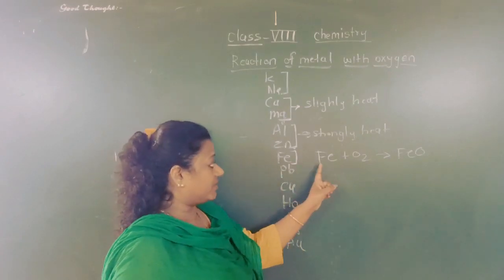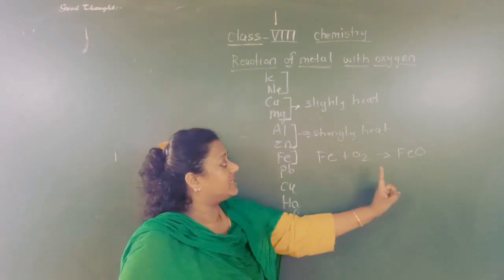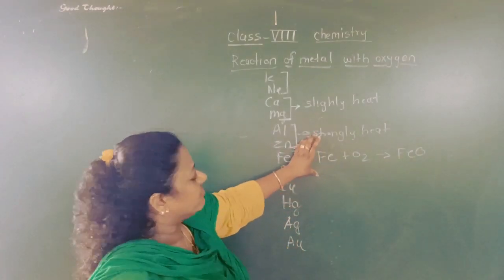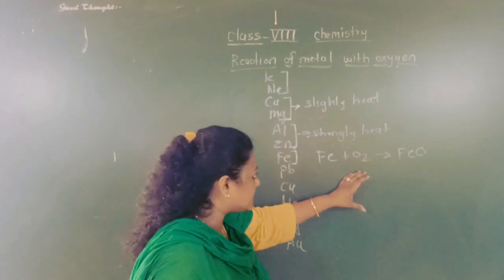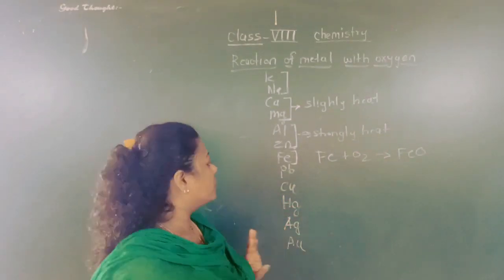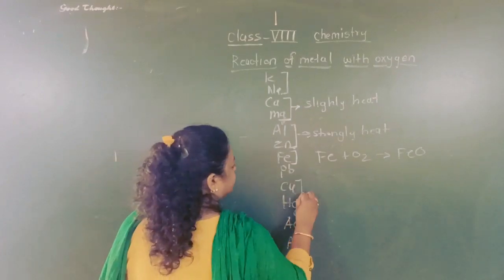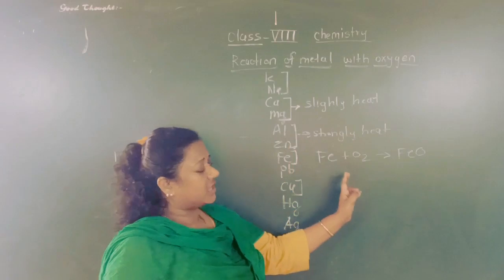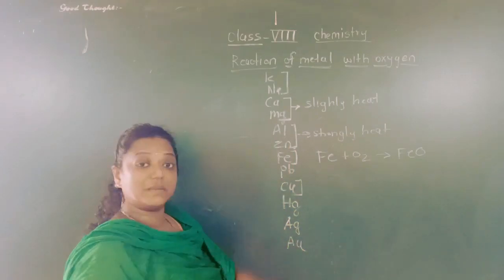Okay, if you consider Fe with valency 2, then this equation is balanced, no problem. So what will it form? Fe, when it reacts with atmospheric oxygen, forms ferrous oxide. I hope you got it. And Pb, when it reacts with atmospheric oxygen, forms PbO.